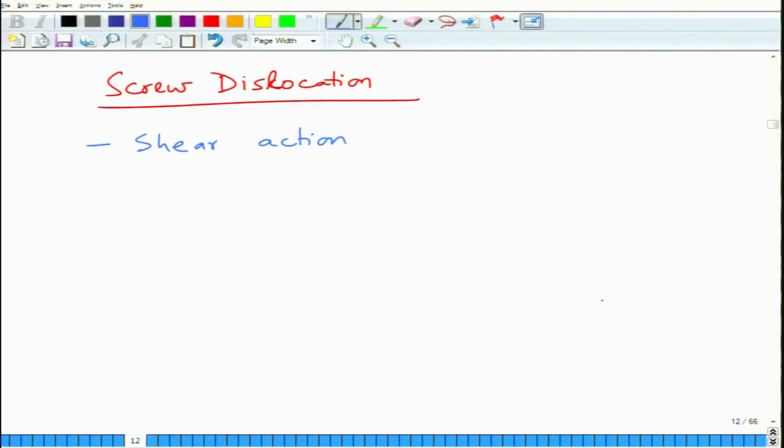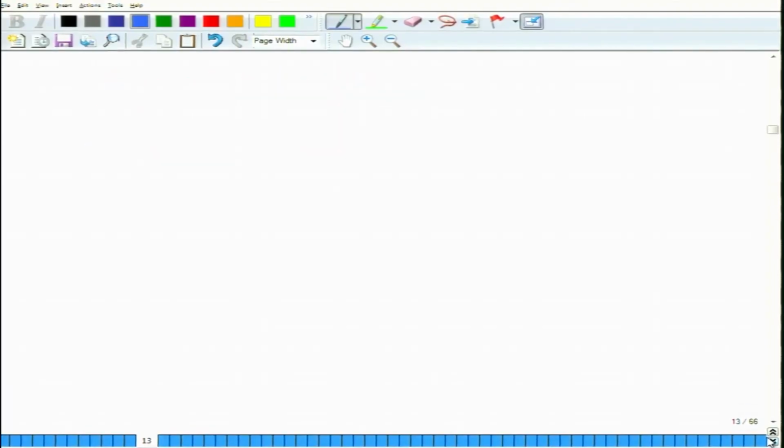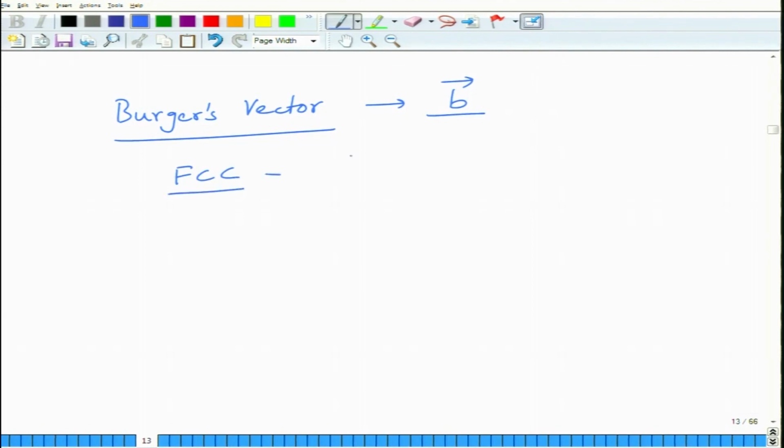The dislocations are characterized by a parameter called the Burgers vector, B. Basically it is related to lattice parameters. Okay. So, for example, in an FCC material B is equal to half of 110 type of direction, a by 2 <110>. So, the length of B would be equal to a divided by root 2.